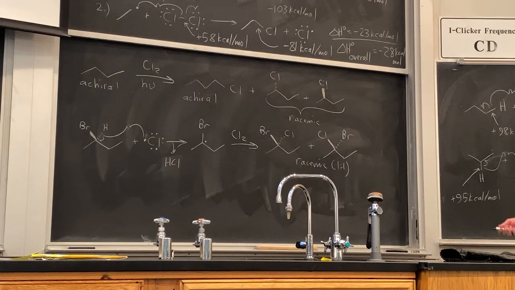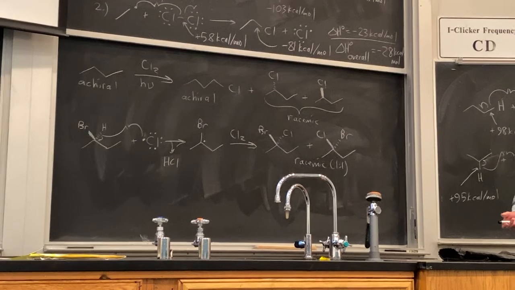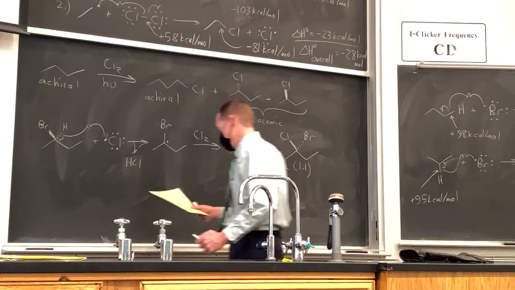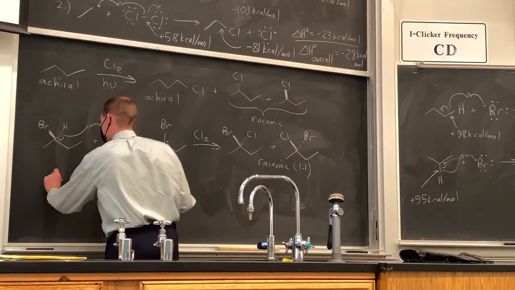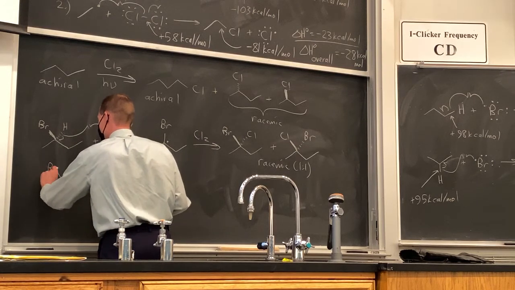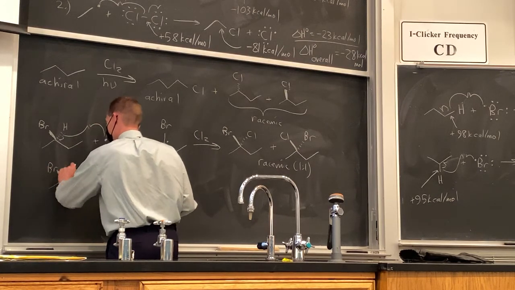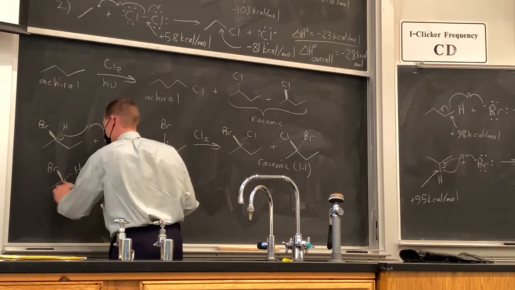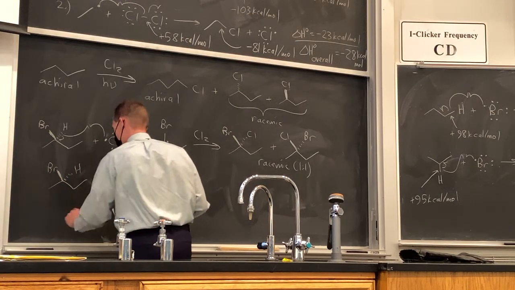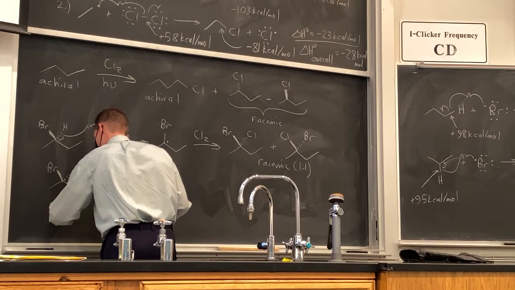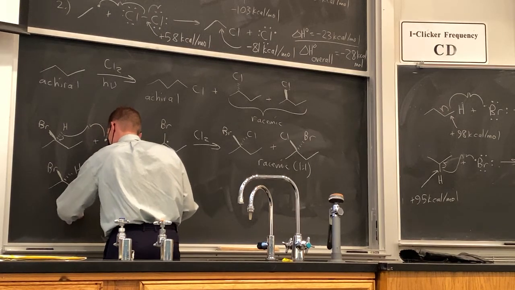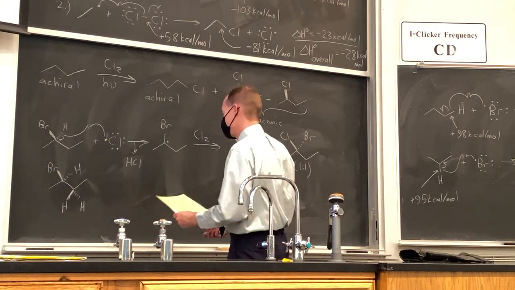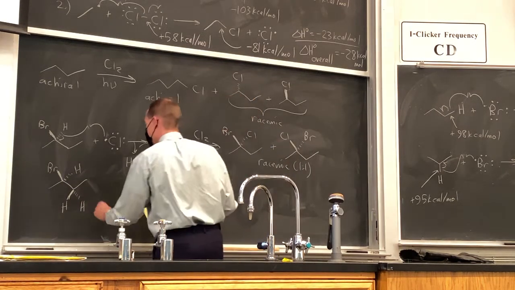So if we're performing a halogenation at the stereocenter, the product is going to be racemic because we destroy the stereocenter in the process. If the reaction occurs at a different carbon, oops, I added another carbon on, sorry. Okay, so let's say we abstract one of these hydrogens.